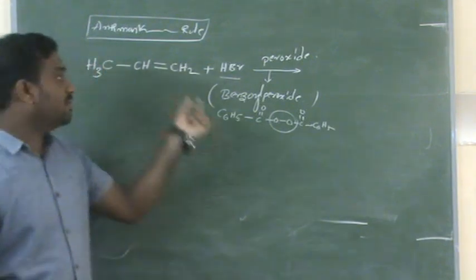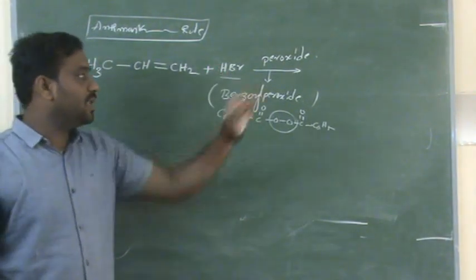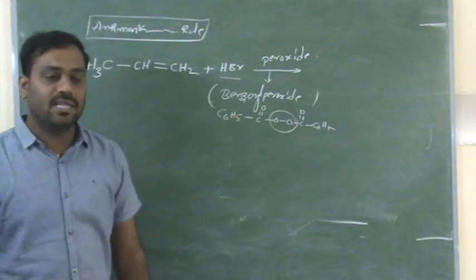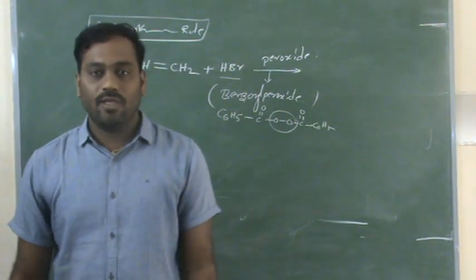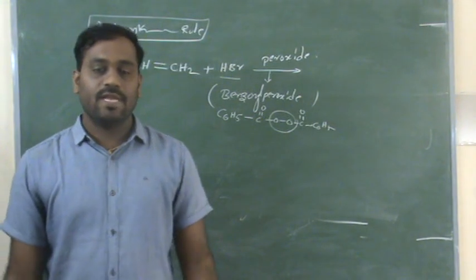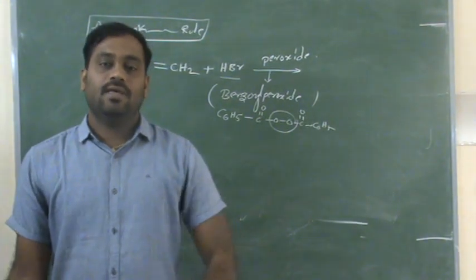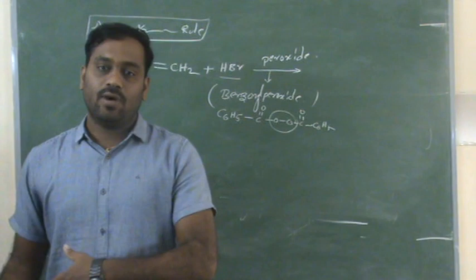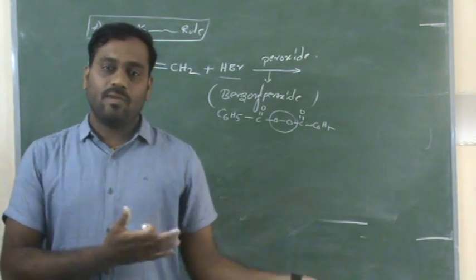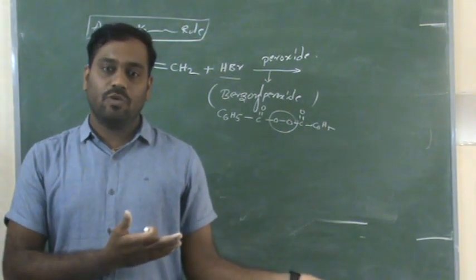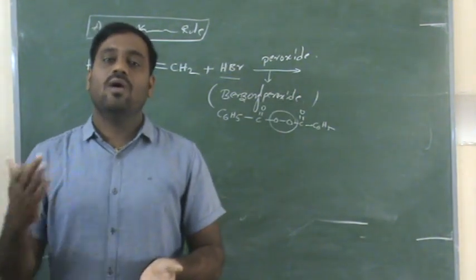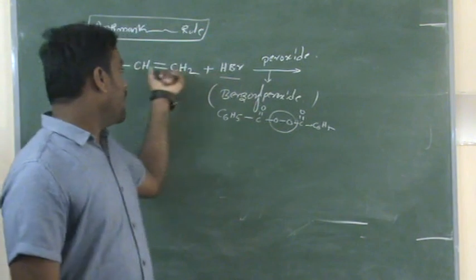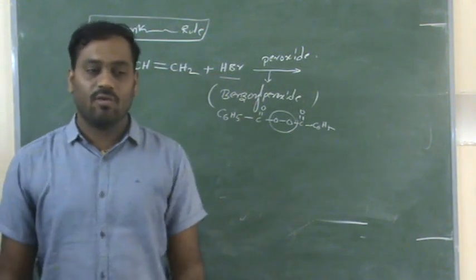Whenever you take HBr in the presence of peroxide as a catalyst, there is a following of which rule? Anti-Markovnikov rule. What is the meaning of anti-Markovnikov rule? The name itself indicates that it is exactly opposite to the Markovnikov rule. What is the Markovnikov rule? The negative part in the attacking reagent is going to attack the carbon containing less number of hydrogens. That is called the Markovnikov rule.